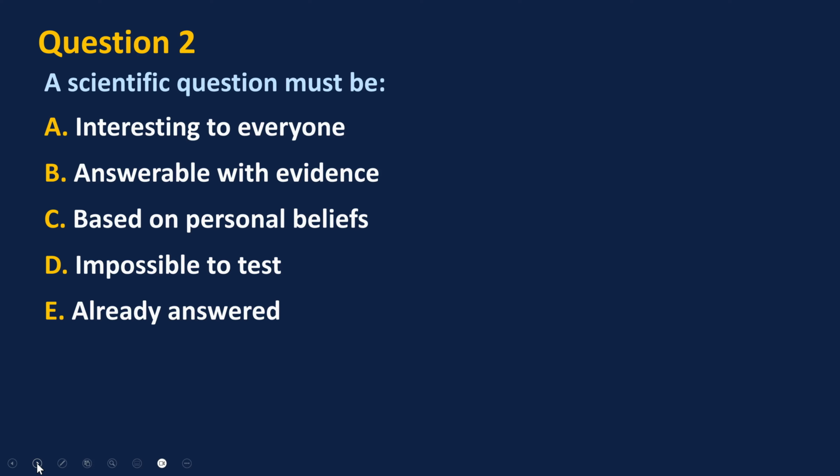Question 2. A scientific question must be A. Interesting to everyone. B. Answerable with evidence. C. Based on personal beliefs. D. Impossible to test. E. Already answered.